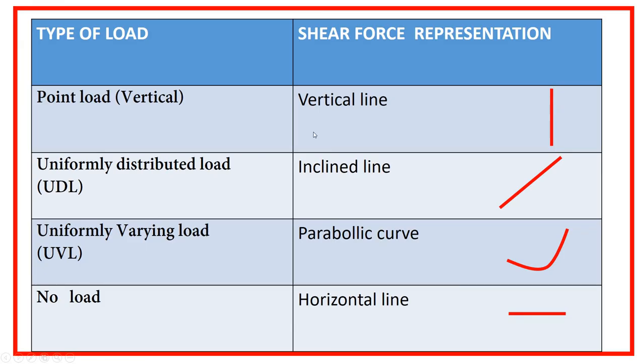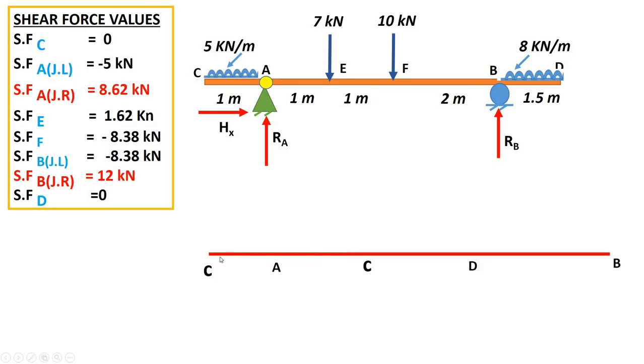Now let us draw the diagram, but before that, what about the representation of shear force? If you have a point load, then definitely you will have a vertical line, right? If you have UDL, then you will get an inclined line, okay? And uniformly varying load, that you have to show by a second degree parabolic curve, and if you don't have any load, then it shows a horizontal line, okay? Let us draw the diagram. These are our values. This one is the line, right?